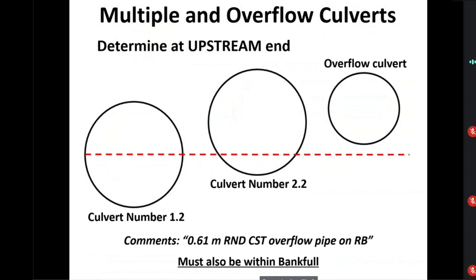It also notes that all these pipes must be within the bank full width. So if you're at a stream crossing and you see a pipe, but it is way off to the side, out of the bank full width of the stream, it could still be an overflow pipe, but it's not something that we need to be concerned with. That's pretty rare. Usually if you see an overflow pipe, and even they are not rare, but they're not as common, they're generally gonna be near the other culverts because that's where the water's coming from. So we're gonna get through some images here.